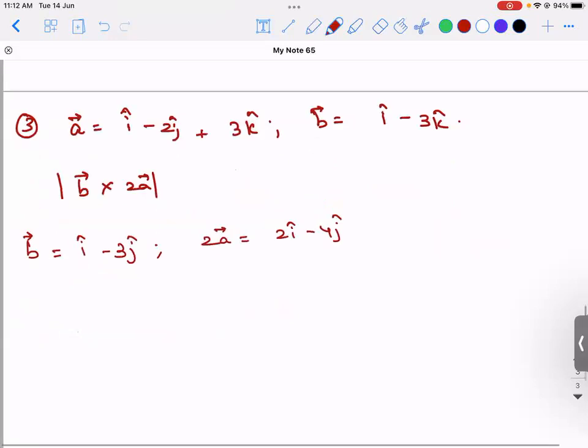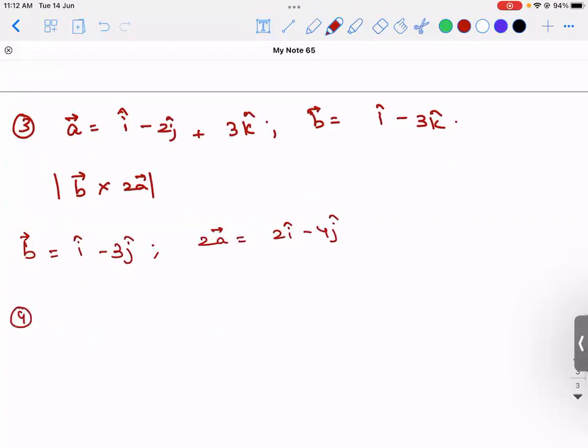A vector is equal to i cap, and A vector cross B cross C. So what you will do is first find B cross C, then you find the cross product of A with B cross C. First find B cross C. You understood? Can you solve it? So it's all about time only. Make it fast. The concept is easy.